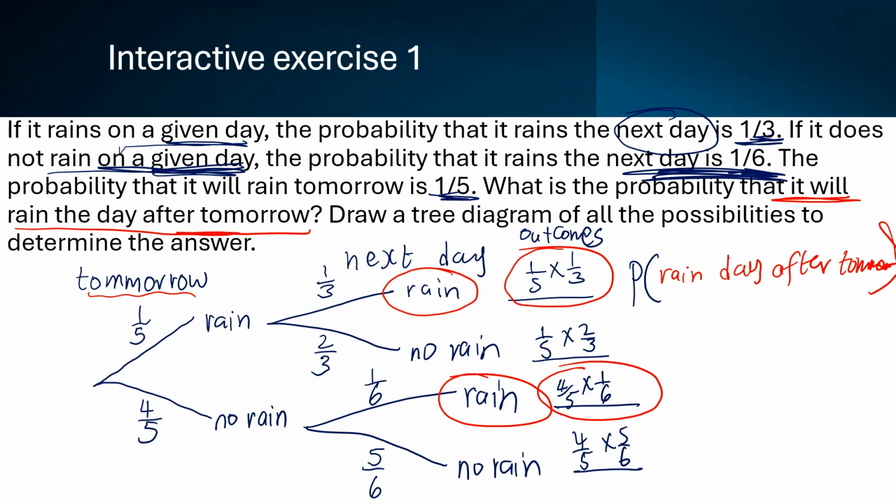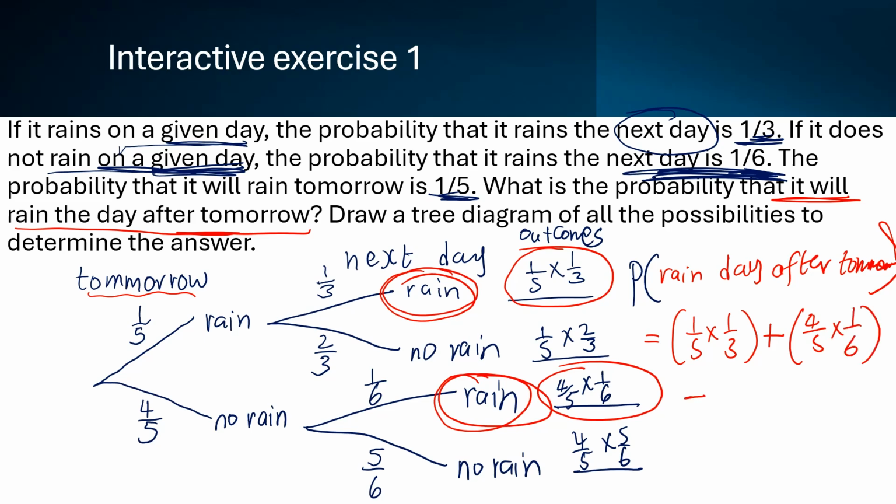So it's basically the probability that it will rain the next day or the day after tomorrow, because the day after tomorrow is the next day here. So for it raining here, you can see our outcome is basically 1/5 times 1/3, then plus 4/5 times 1/6. Okay, then you can get the answer using your calculator. Let me just quickly do that and see what we are getting. Then we see the correct answer will be 1/5.